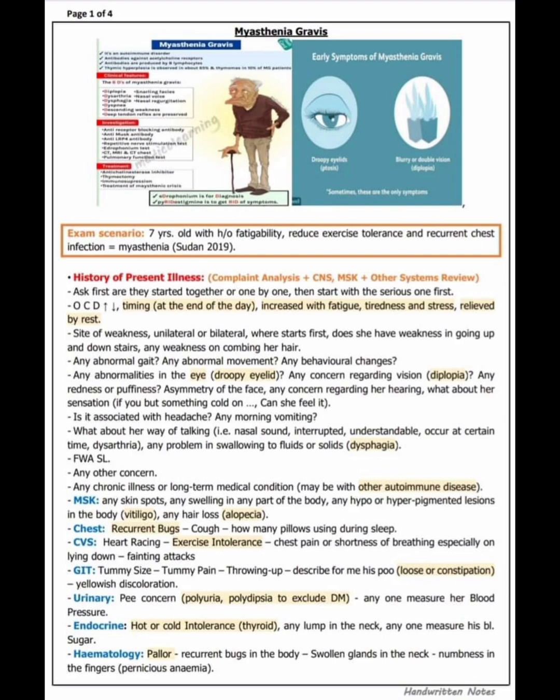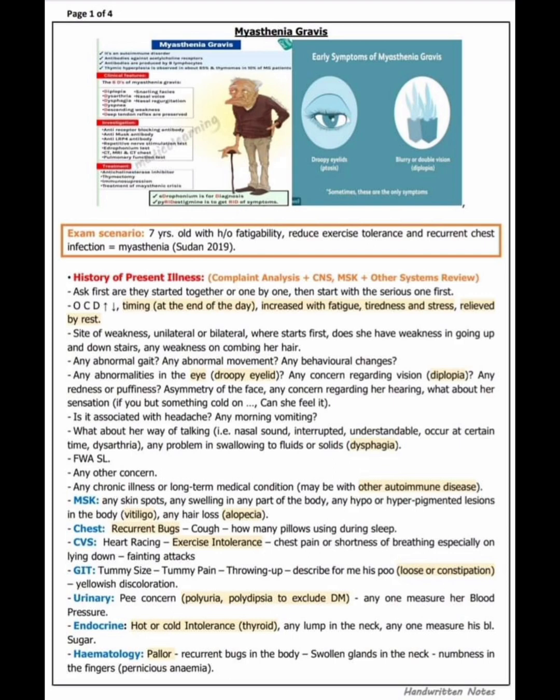Then chest: recurrent chest infection, cough, how many pillows used during sleep. Recurrent chest infection is present in Myasthenia gravis patients; alopecia, vitiligo we need to exclude. CVS, we ask heart racing, exercise intolerance, chest pain or shortness of breath, especially on lying down, fainting attacks. Remember, exercise intolerance develops in Myasthenia gravis. From CVS, we rule out that.